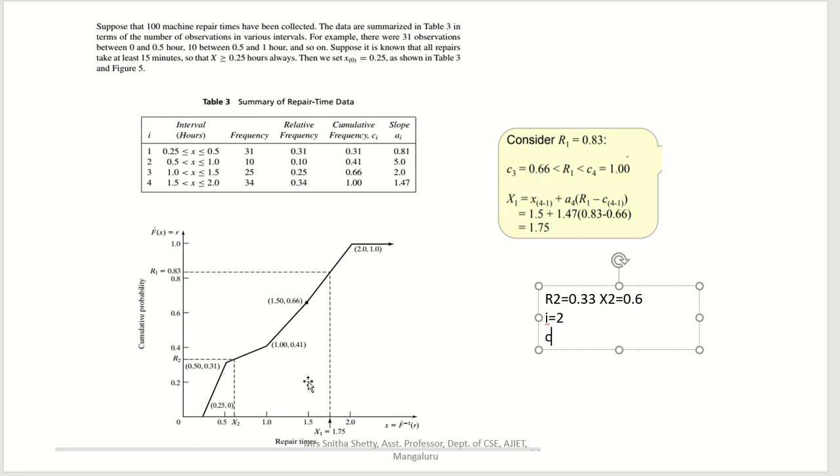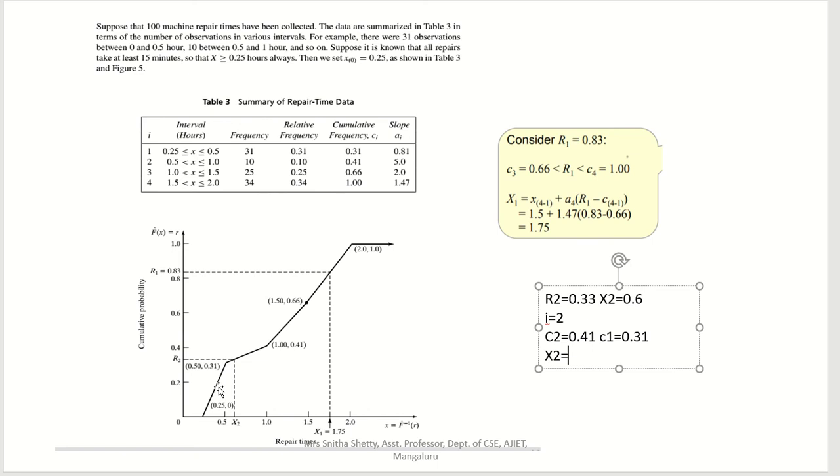And what is C2 here? Cumulative C2 is 0.41, right? And what is C1? C1 is 0.31. Okay, so now we'll calculate the formula. We'll calculate the value of x2. What does the formula say?